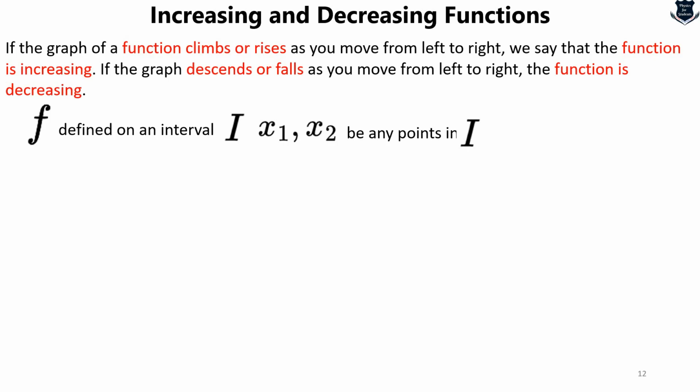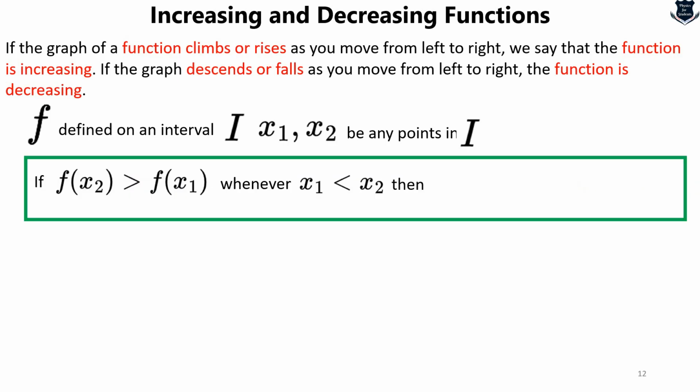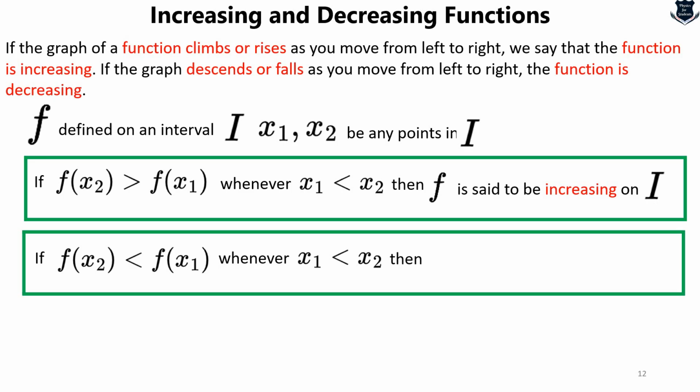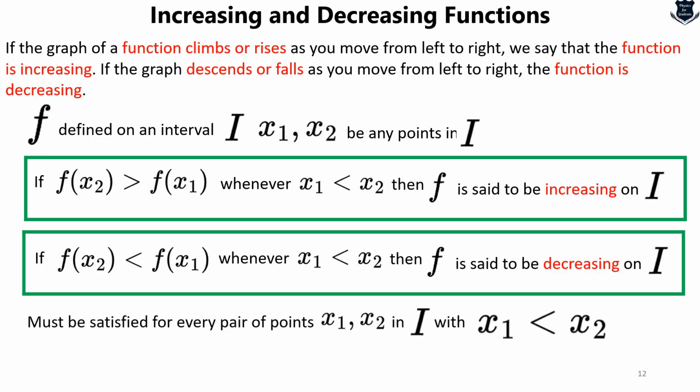Let us suppose that f is a function defined on an interval I, and there are 2 points x1 and x2 in I. Then it looks like this. If f of x2 is greater than f of x1, whenever x1 is less than x2, then f is said to be increasing on I. And if f of x2 is less than f of x1, whenever x1 is less than x2, then f is said to be decreasing on I. Now, it is important for us to realize that the definitions of increasing and decreasing functions must always be satisfied for every pair of points x1 and x2 in I.